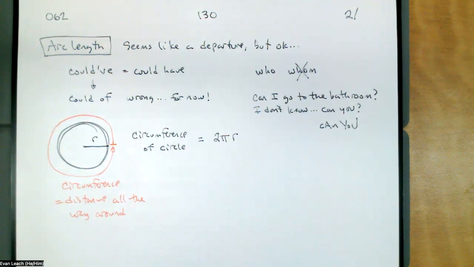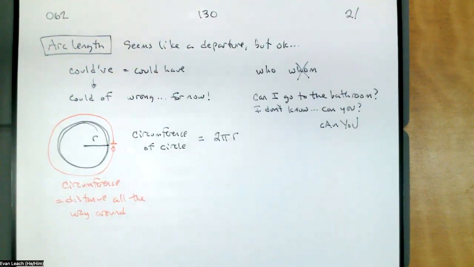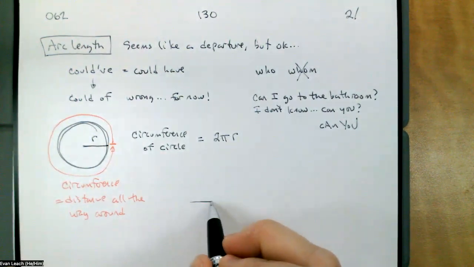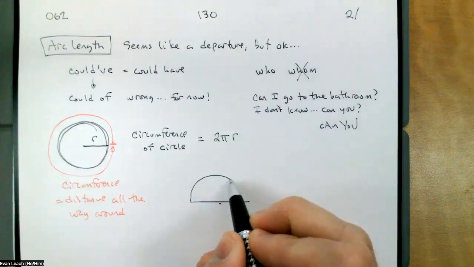Really messed everything up. So the circumference of a circle is 2 pi r. We all remember that. We know that the circumference is the distance all the way around the circle. So what happens if I want the distance of just a semicircle? How much is that? That's still a radius r, but I only go halfway.